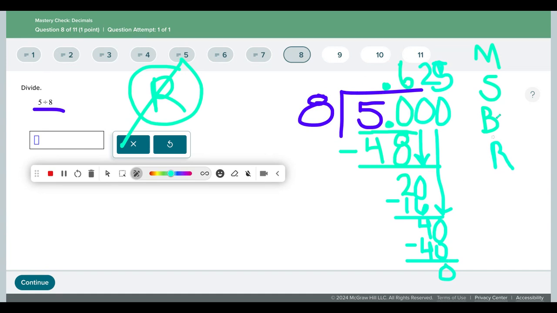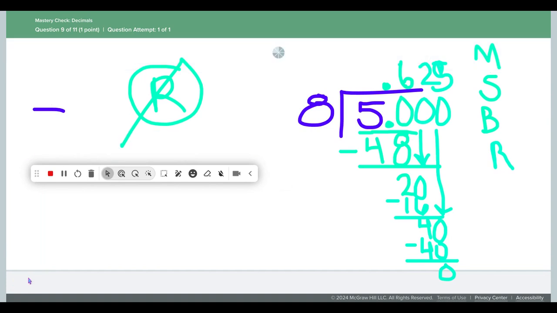So again, it's the exact same steps: multiply, subtract, bring down, repeat. I just happen to have a decimal point that I added in so I could keep using zeros to keep my problem going, okay? So no more R, right? Instead, we have 625 thousandths, okay?